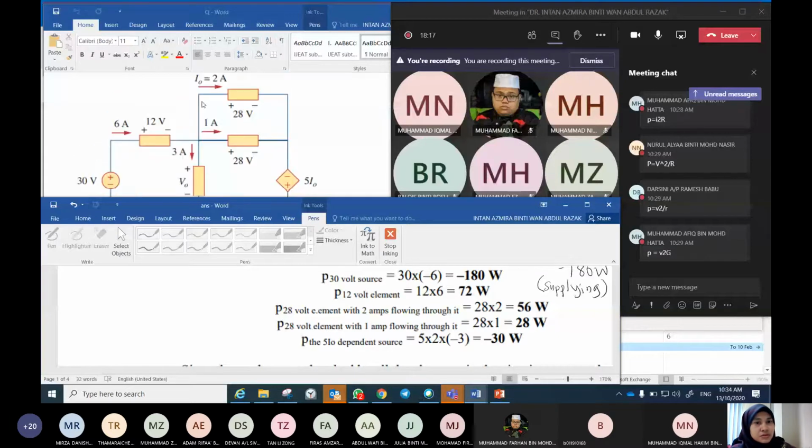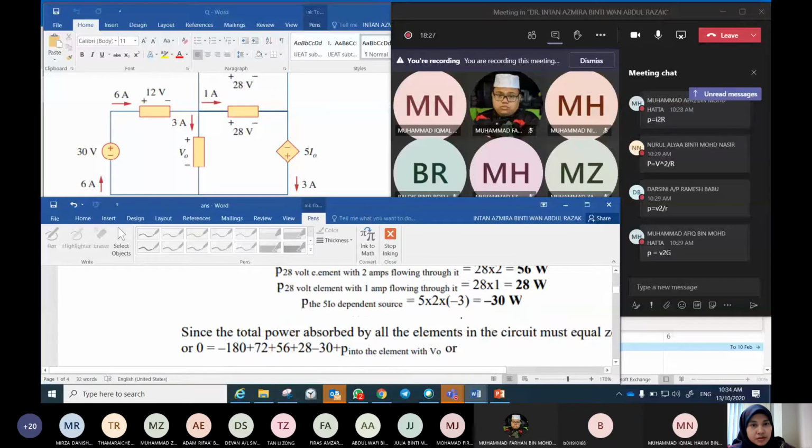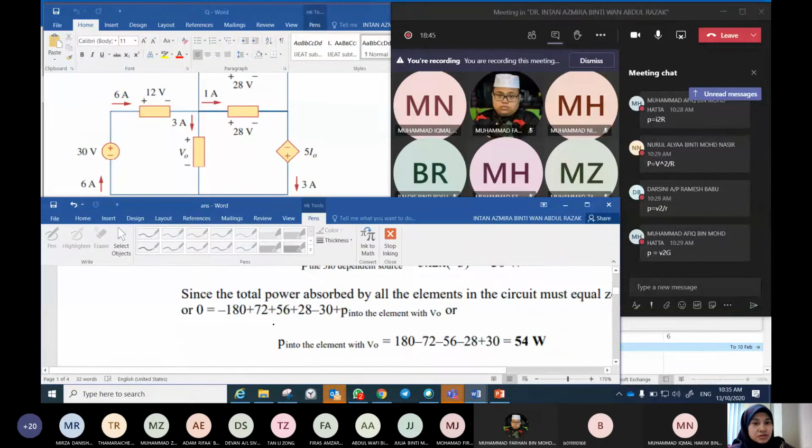So 5 multiplied with 2, we get 10 volt here. 10 volt multiplied with 3, we get 30 watt. Of course, this is supplying. You may just write 30 watt in the bracket, supplying. This is the total power.